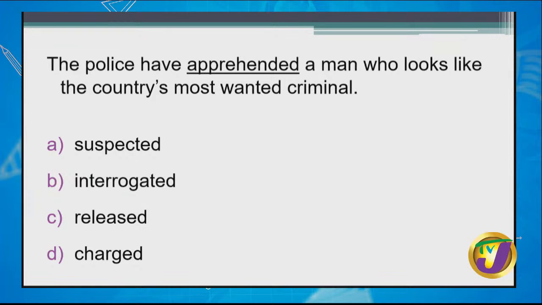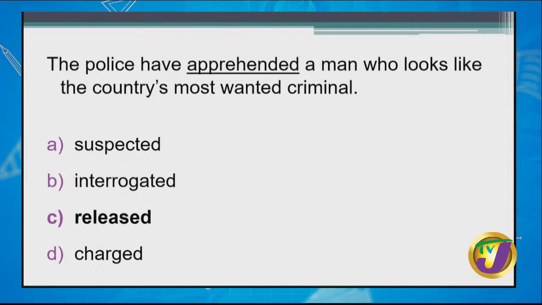They caught him. So what's the opposite of that? Suspected, interrogated, released, or charged. Which of those four? Should be easy, you know, should be really easy. All right, so apprehended is the opposite of released. If you didn't catch him, you let him go.